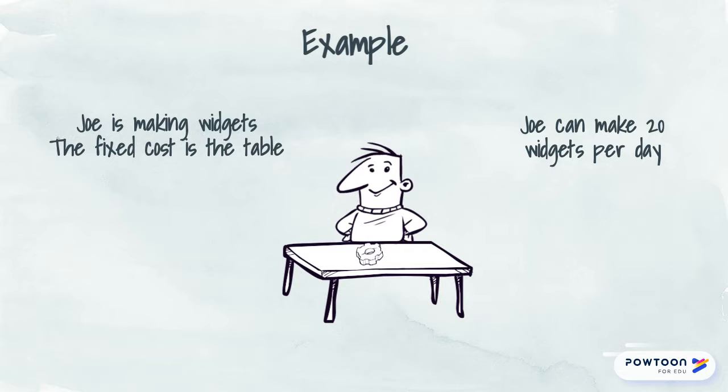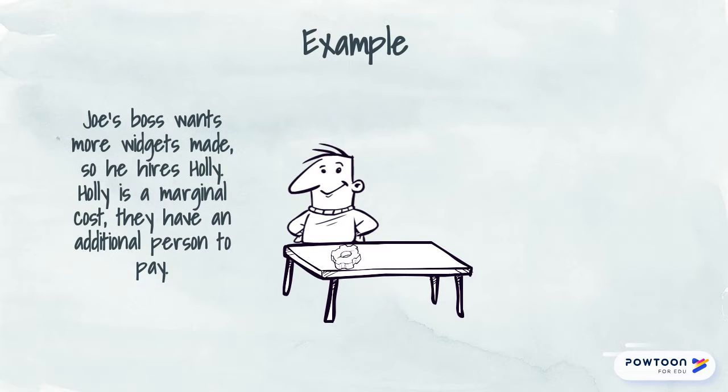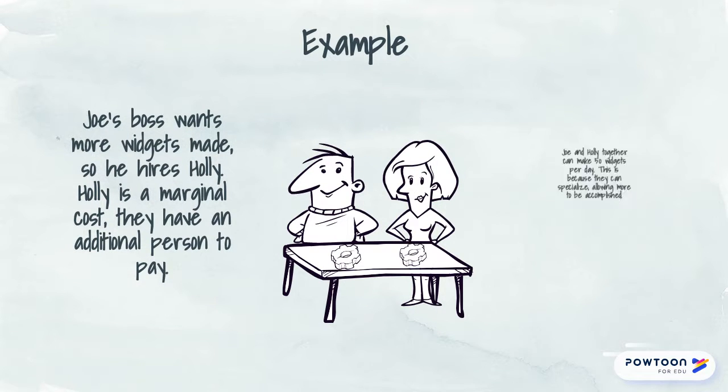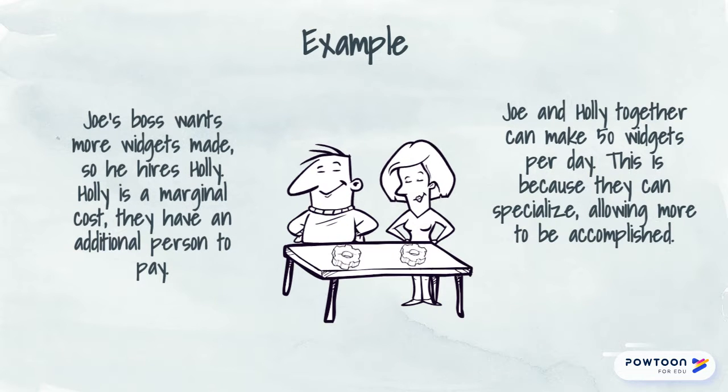Joe can make 20 widgets per day. Joe's boss wants more widgets made, so he hires Holly. Holly is a marginal cost because there is an additional person to pay. Together, Joe and Holly can make 50 widgets per day. This is because of specialization. They could specialize in their jobs, allowing them to make more widgets.